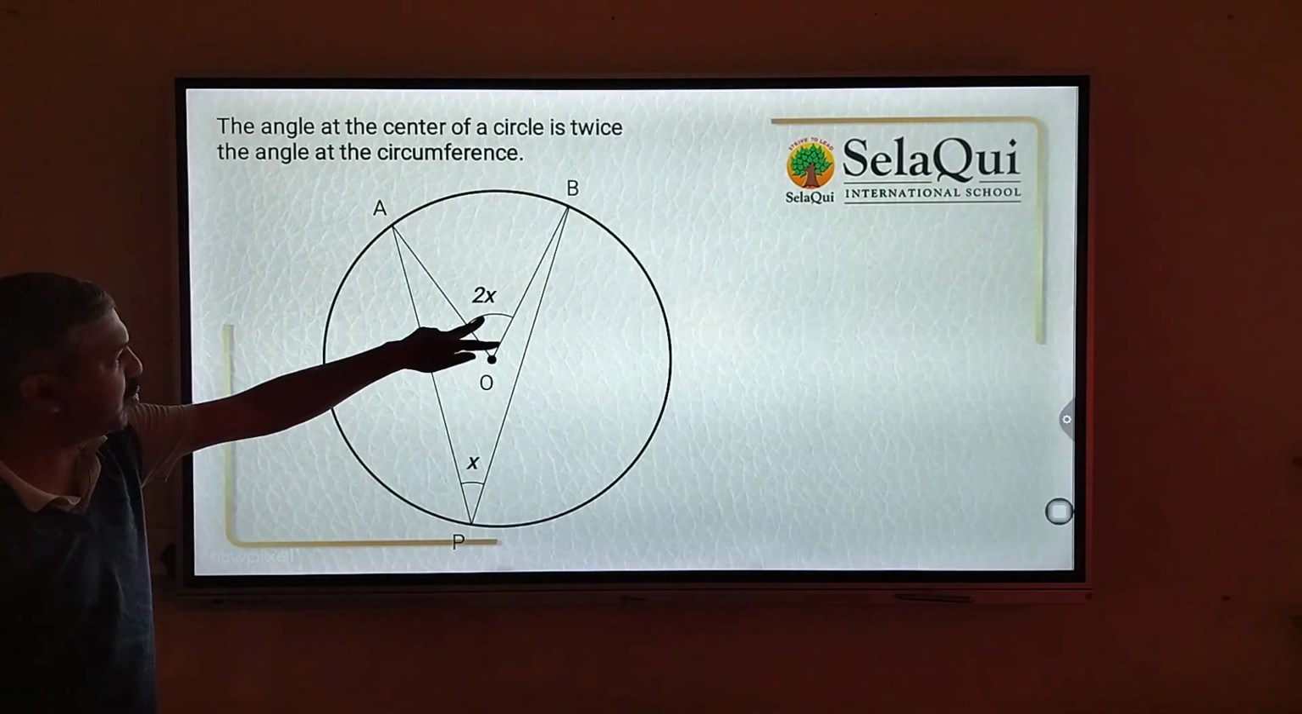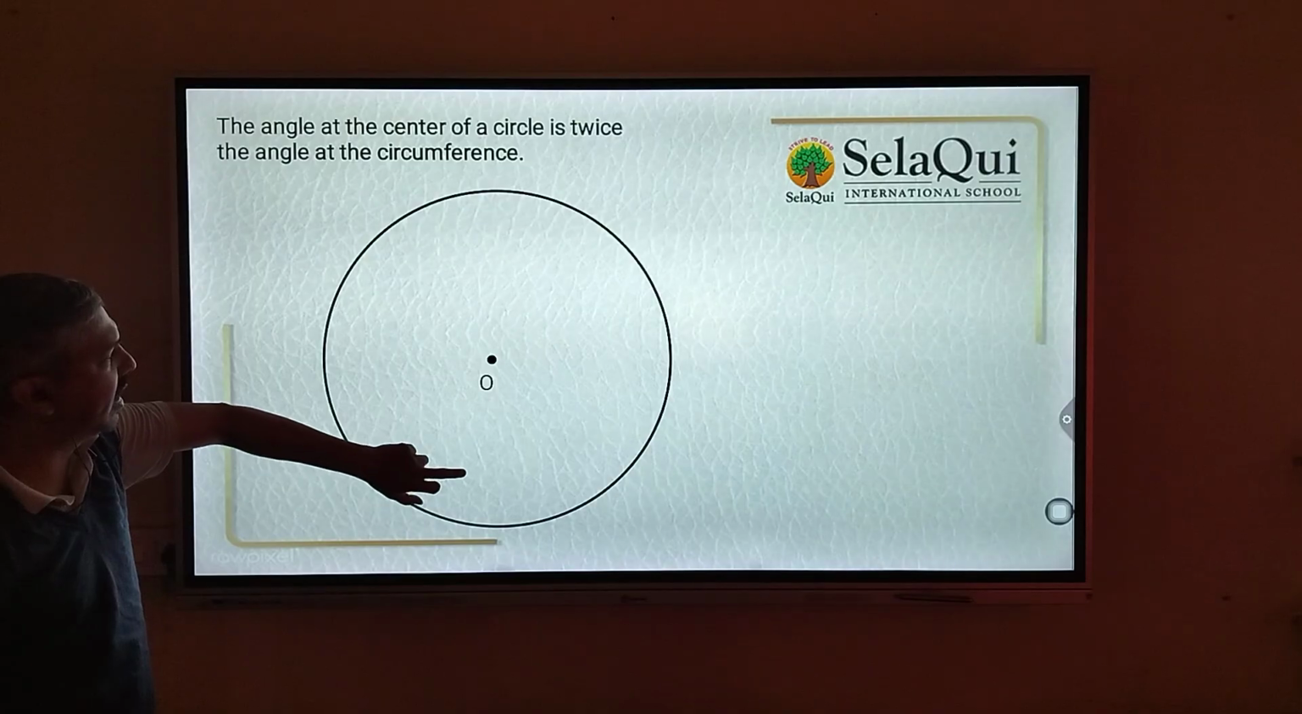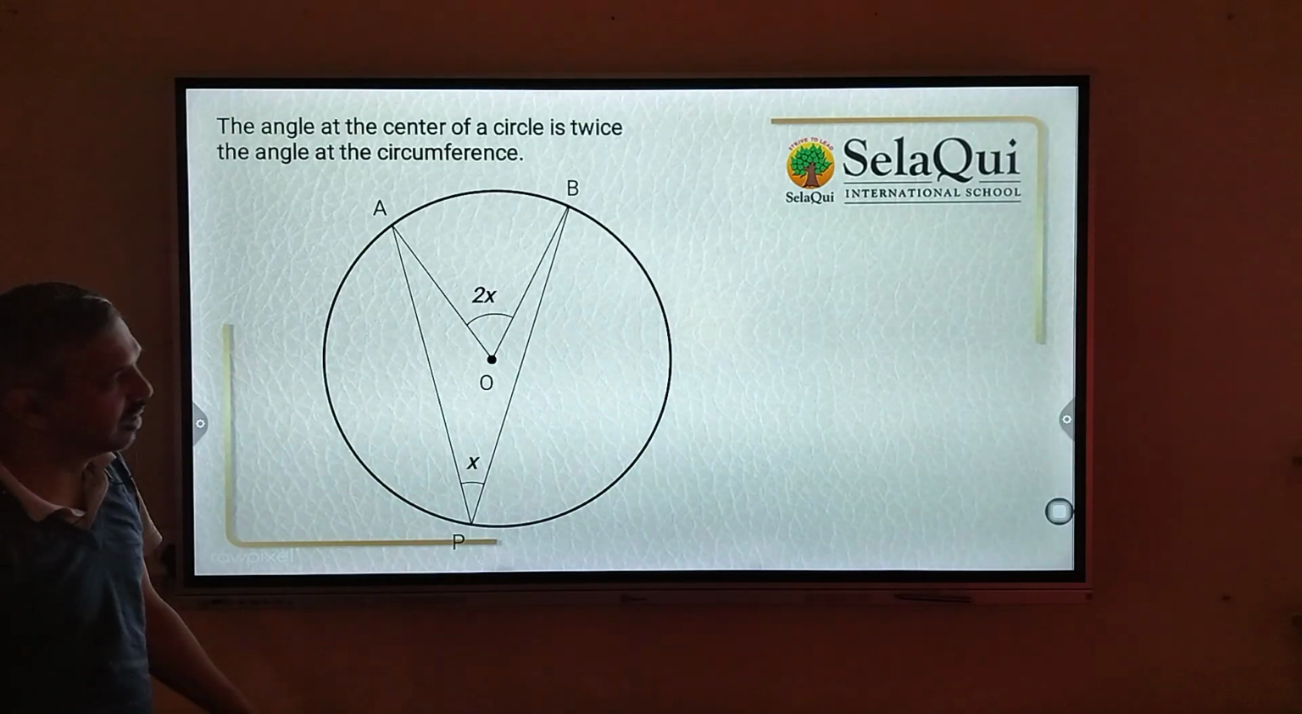So if this is x, this is 2x. If this is 2x, this is x. If you know one of the two angles, the second angle can be easily found out.